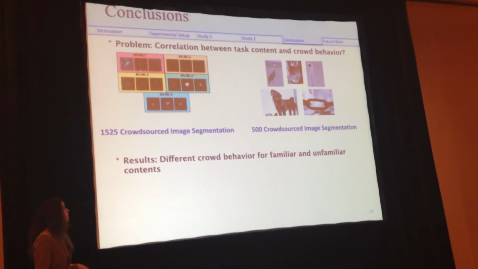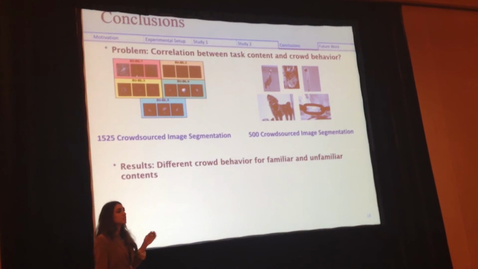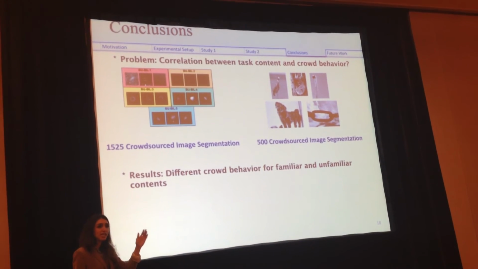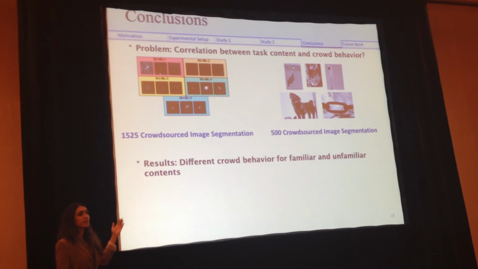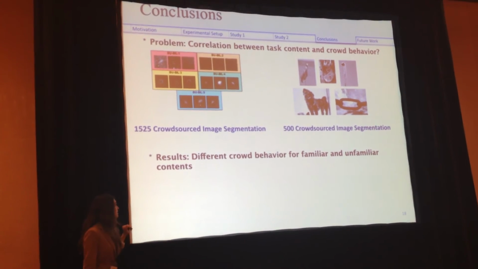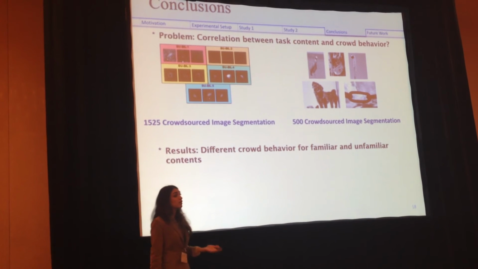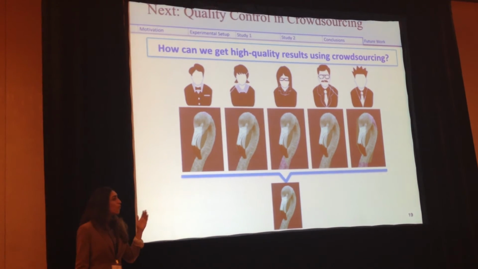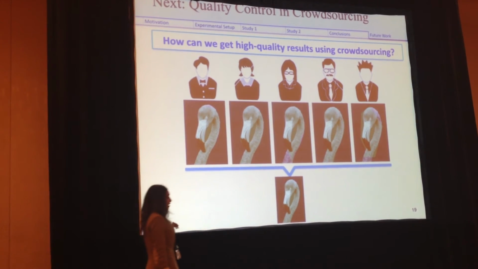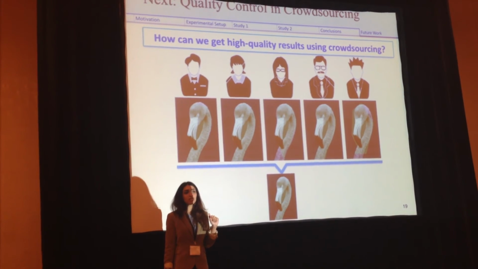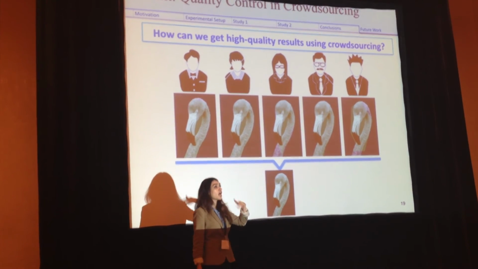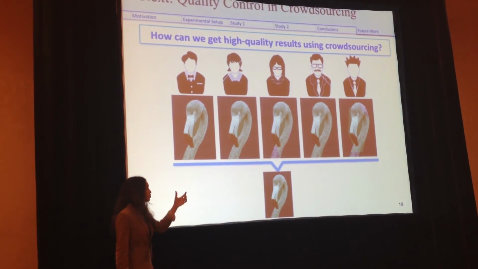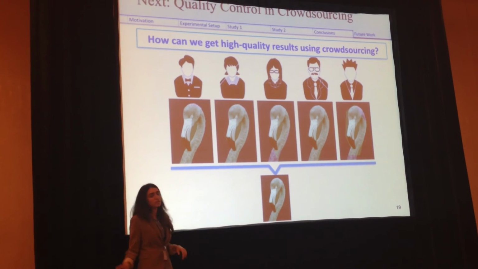So in order to wrap up, we wanted to study whether there is a correlation between task content and user behavior. And we tested it on 2 different data sets, biomedical or unfamiliar, everyday or familiar. And we came up with this conclusion that we will observe different crowd behavior when they're dealing with different types of contents. So where I want to take this, right now, when we want to come up with accurate image segmentation results, I post each image 5 times to Mechanical Turk, and I collect 5 different drawings, and then I use an aggregation method to come up with one single result from these 5 results.